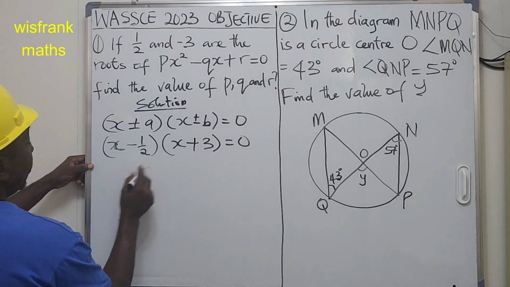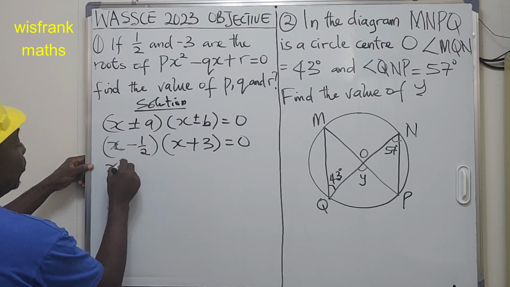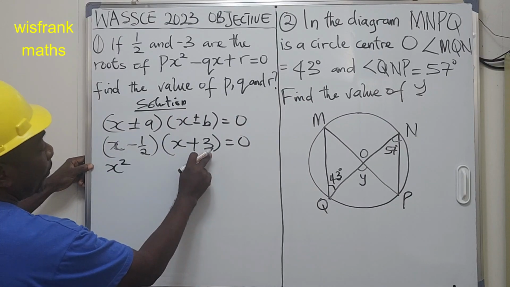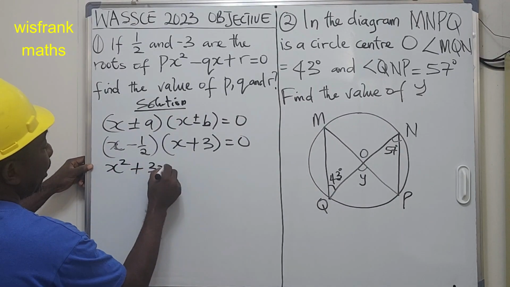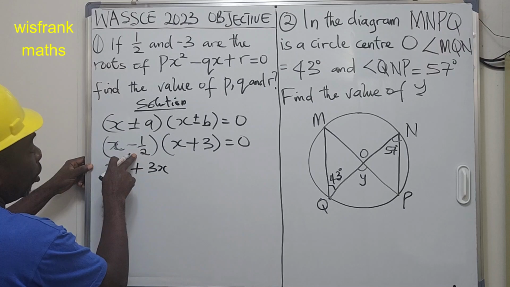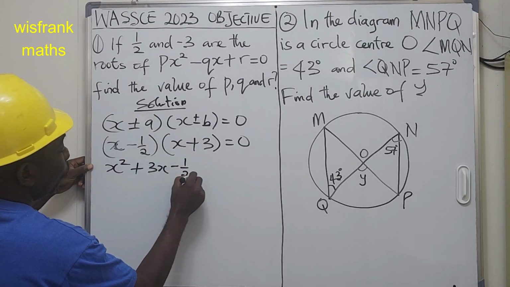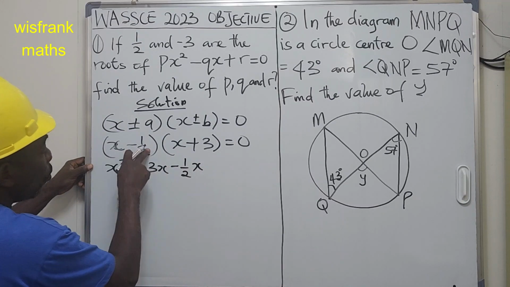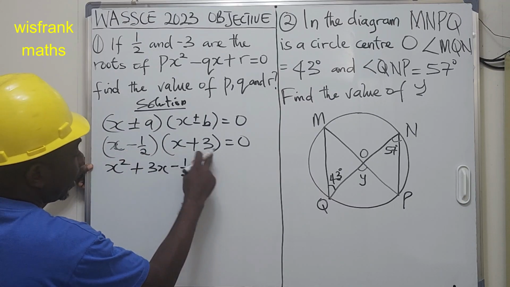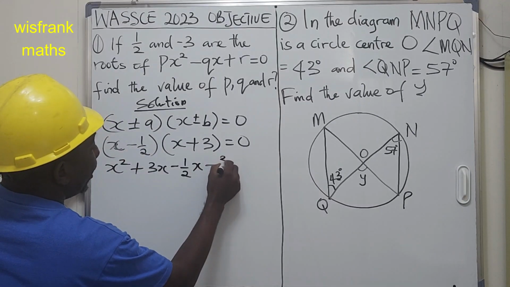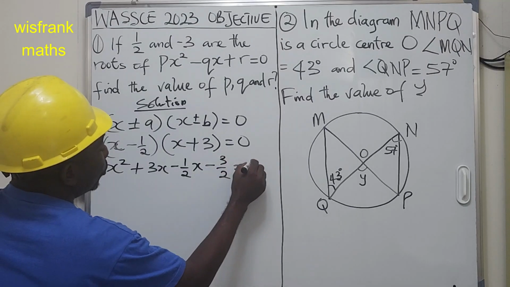If we expand this out, we have x times x is x squared, then x times 3, we have plus 3x. We have minus 1 over 2 times x, we have minus 1 over 2 x. We have minus 1 over 2 times 3, we have minus 3 over 2, equals 0.